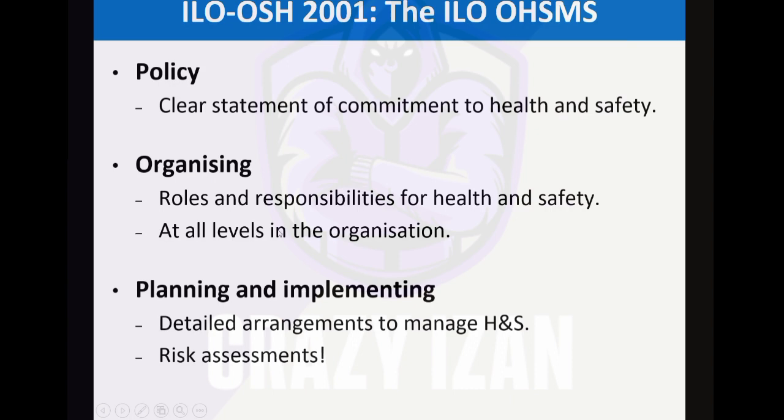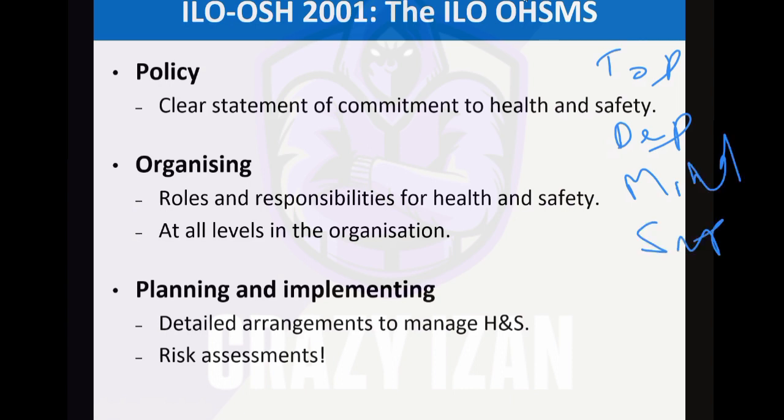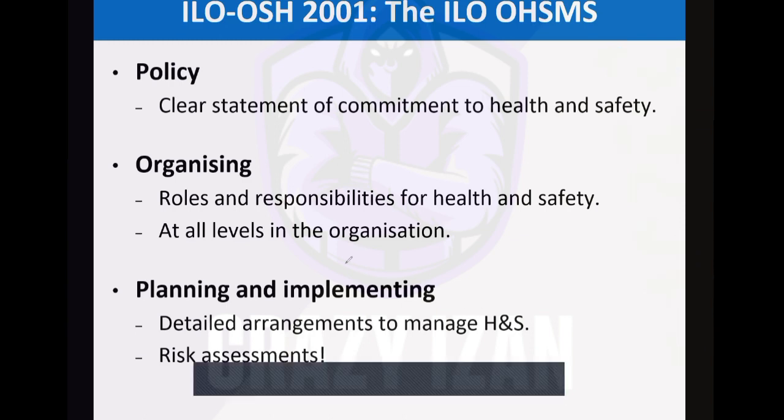Organizing basically is assigning roles and responsibilities for health and safety, and you have to define roles at all levels of the organization. So you need to define roles and responsibilities for the top management. Okay. You need to define roles and responsibilities for the department heads, then for the middle management, then for the supervisors, then for the foremen, then for the workers. So every level in the organization must have defined roles and responsibilities so that they can perform properly.